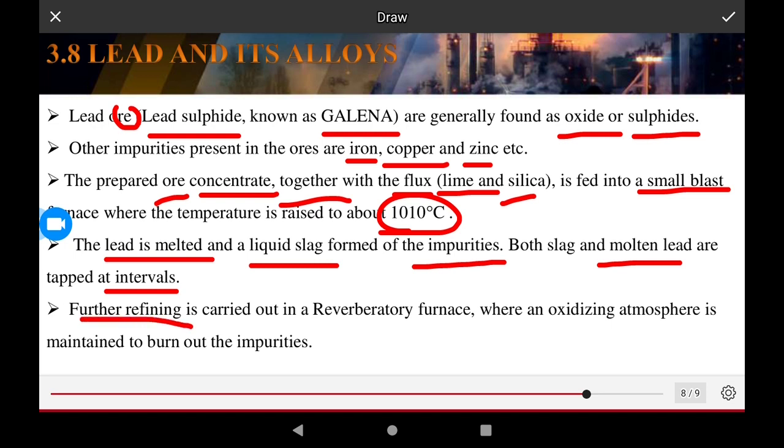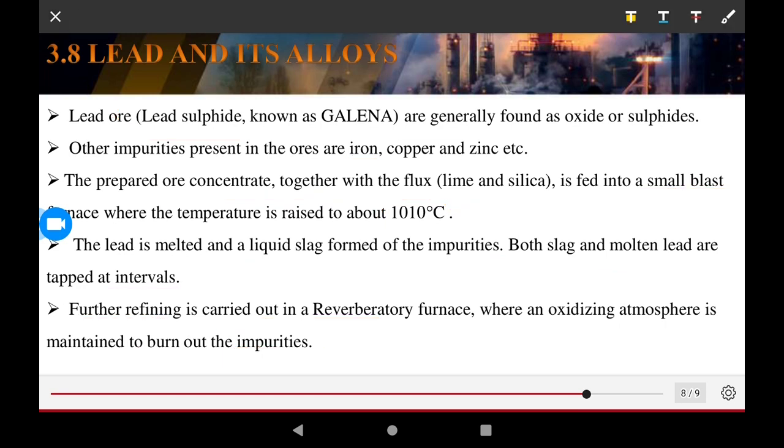Further refining is carried out in a reverberatory furnace, wherein an oxidizing atmosphere is maintained to burn out the impurities.